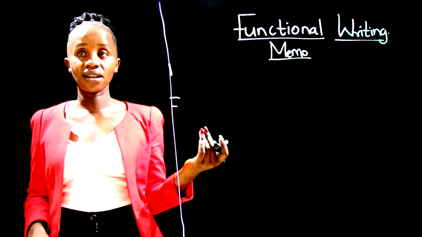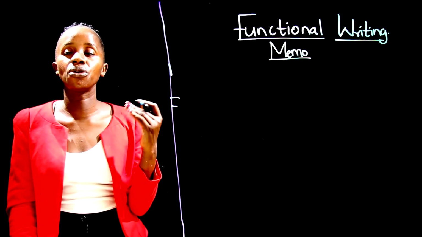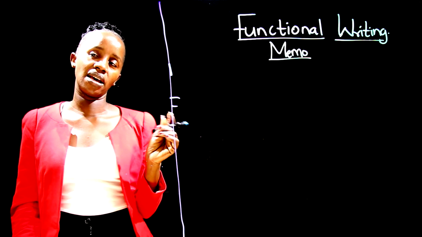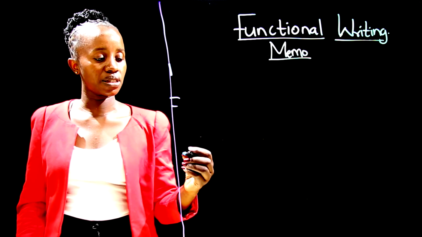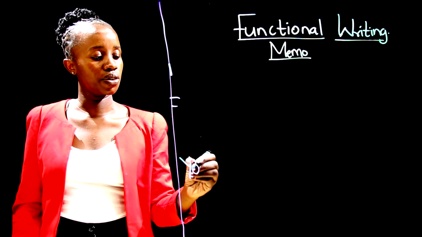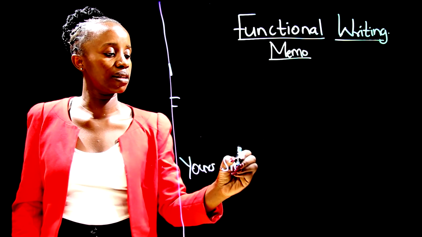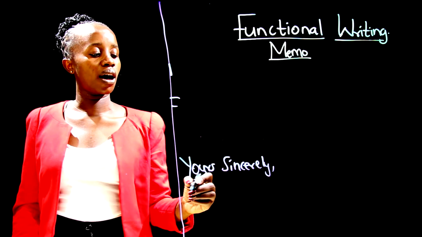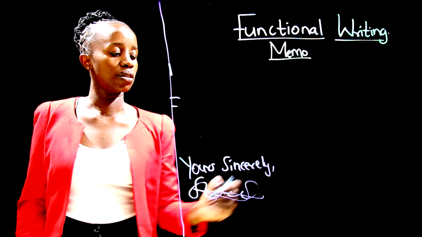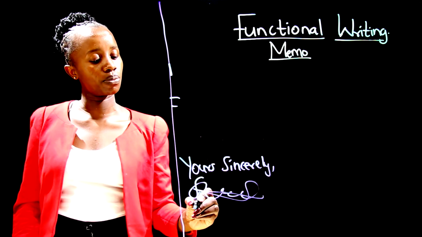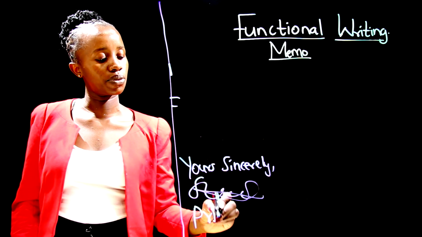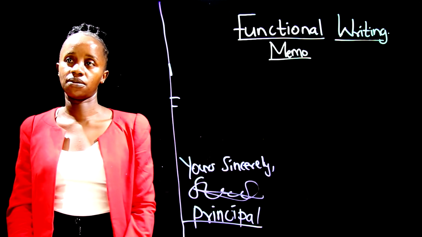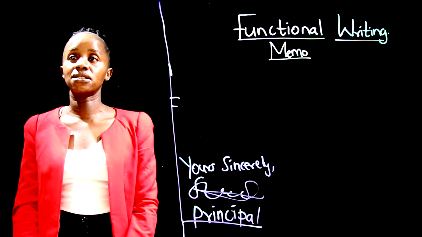After you've written the paragraph and communicated what you want to communicate, you sign off, and the signing off should be on the left side. You'll say "Yours sincerely", then your signature, then your title. You being the principal, you'll write "Principal" and underline it. So basically, that's how you write a memo.